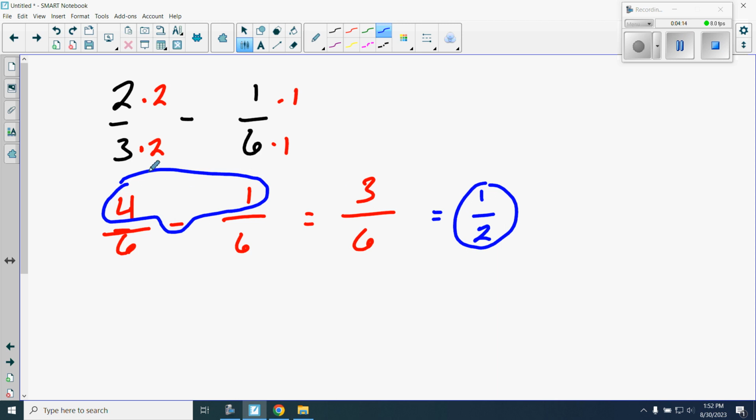Remember, we've got to be able to build a common denominator if the numbers on the denominator happen to be different. Good luck.